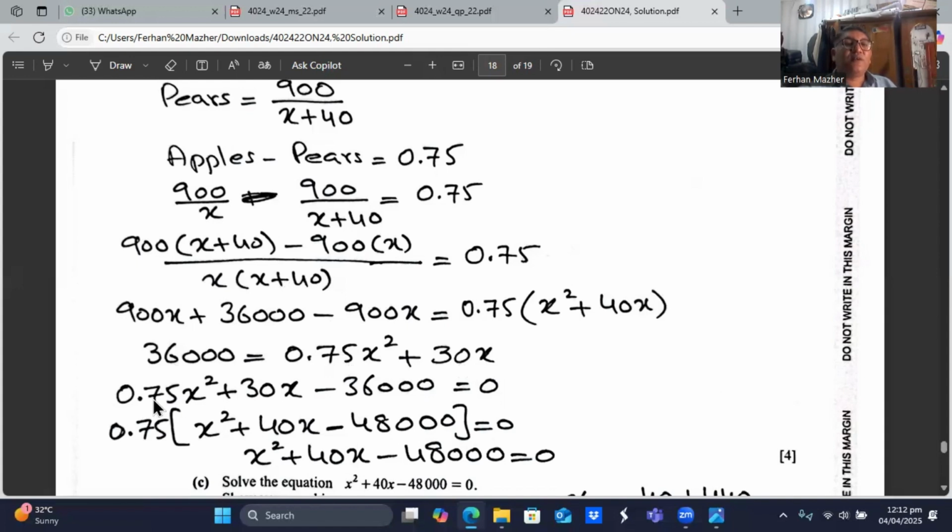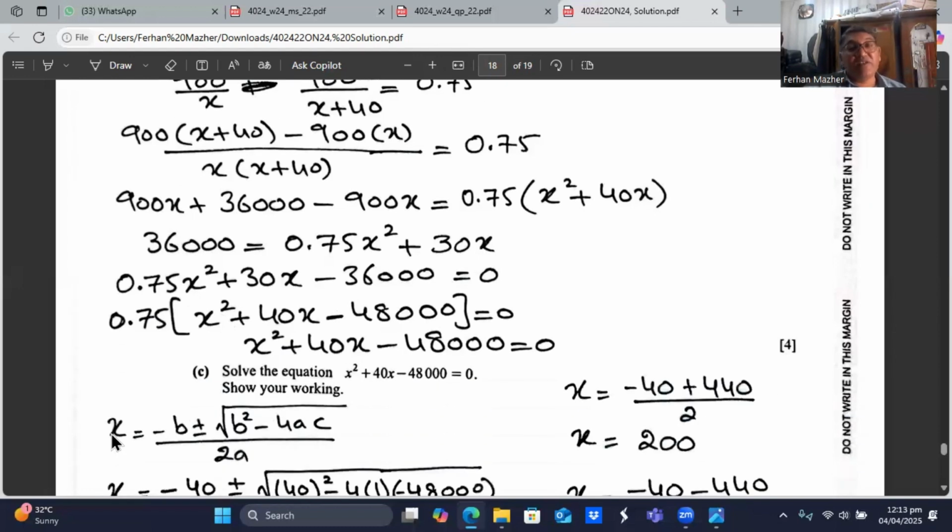So now you have 0.75x squared plus 30x minus 36,000 equals 0. Take 0.75 common, and you will be left with (x squared plus 40x minus 48,000) equals 0. This 0.75 will go on the other side and divide there. 0 divided by 0.75 will be 0. So you are left with only x squared plus 40x minus 48,000.